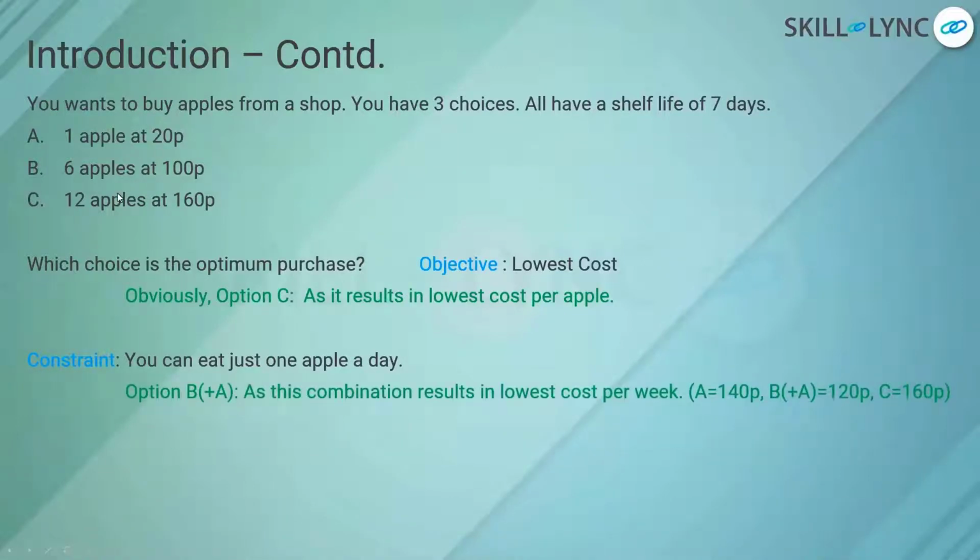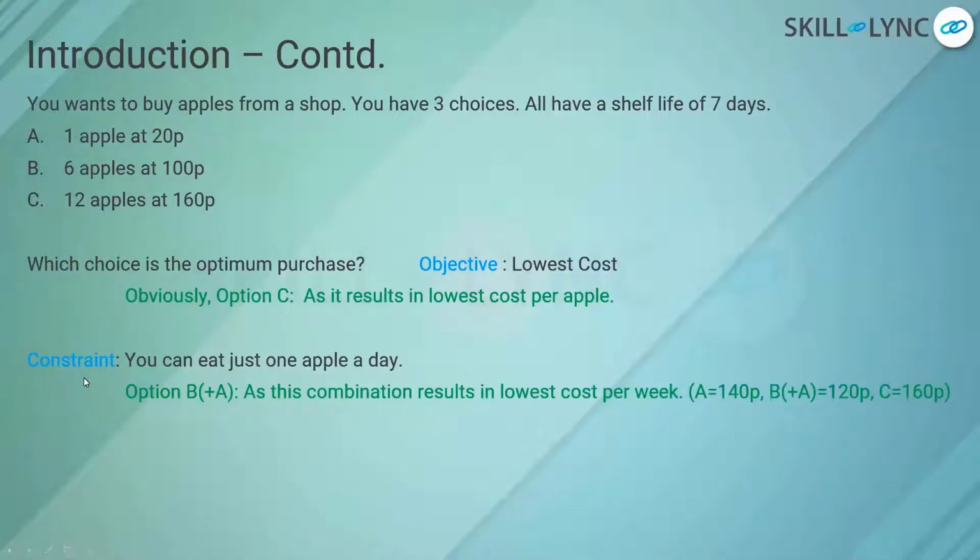So obviously, I need to buy 7 apples because I can only eat 7. So the optimum purchase in this case is going to be option B plus 1 apple from option A. So if I were to buy 7 apples for 7 days, obviously, if I choose only option A, I'm going to spend 140p. Whereas option B plus A, I'll have 120p. Whereas option C, it's 160p.